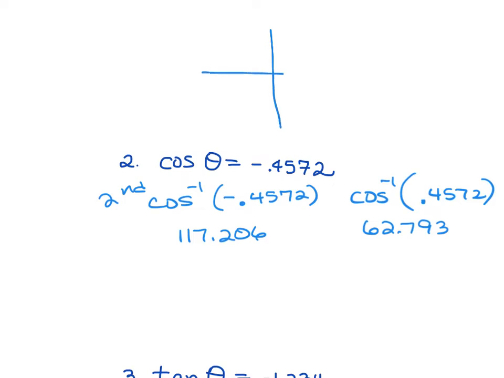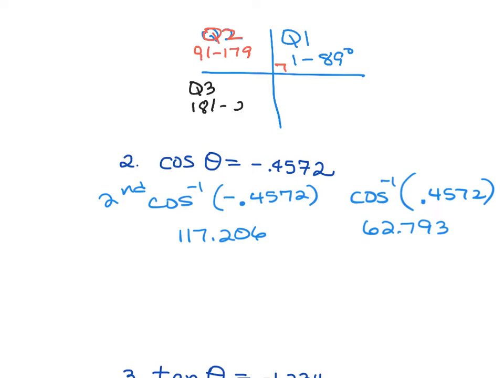Now, recall when you have your angles, all of the angles that are in quadrant 1 are going to be angles that measure from 1 degree up to 89 degrees. In quadrant 2, because if you recall, this is a right angle here. These are perpendicular lines. All of the angle measures in quadrant 2 are going to be from 91 to 179 degrees. In quadrant 3, this will be from 181 to 269. And then in quadrant 4, this will be from 271 up to 359.